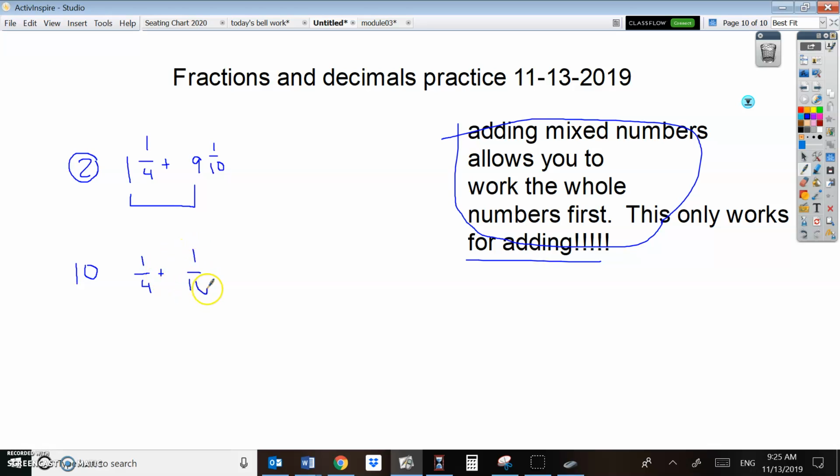The least common multiple of 4 and 10 is 20. Four times 5 is 20. 1 times 5 is 5. 10 times 2 is 20. 1 times 2 is 2. Add those and you get 7 over 20. So 10 and 7 over 20.